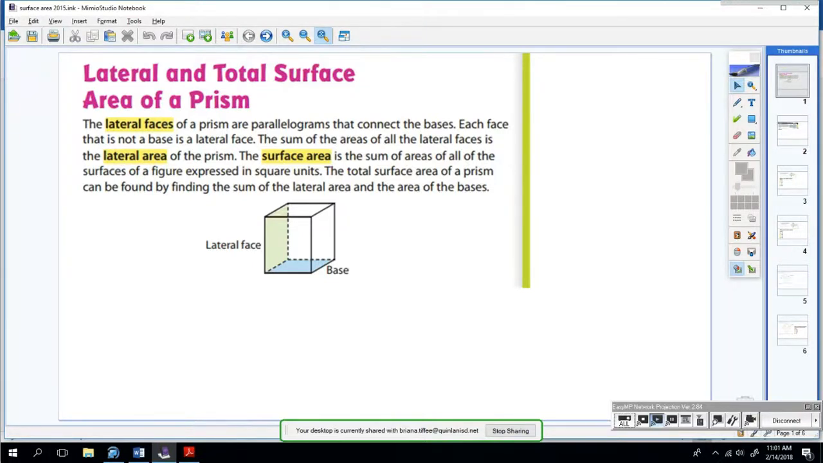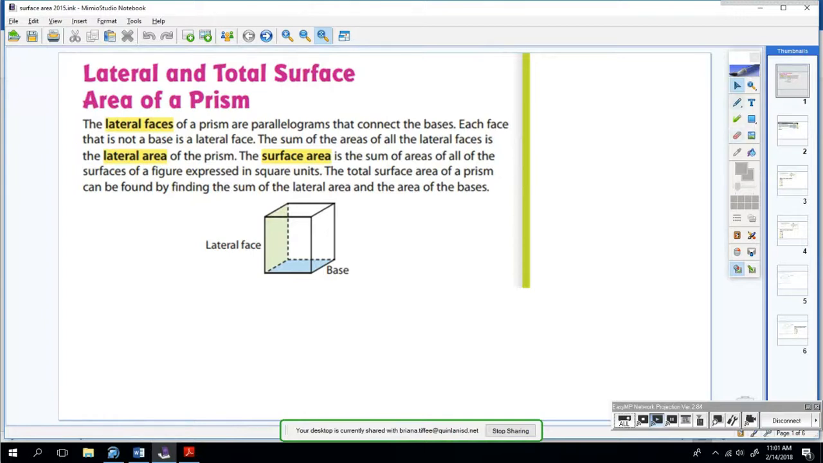Okay, so today we're going to be doing lateral and total surface area of a prism. The lateral faces of a prism are parallelograms that connect the bases. Each face that is not a base is a lateral face. So basically, a prism has two bases. So everything else that's not a base is considered a lateral face.